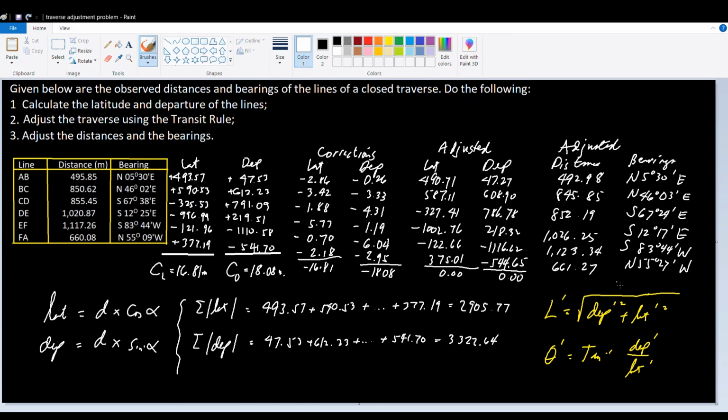The misclosure or the linear error of closure can be determined again by using the misclosure in the latitude and the misclosure in the departure. As an exercise, you may sketch the traverse. Okay?